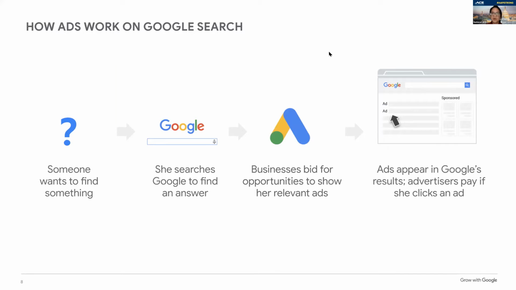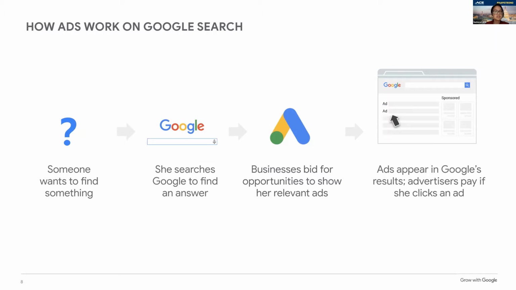Let's talk about how ads work on Google search. I'm sure you all know how it works as a Google searcher, but you might not know how it looks behind the scenes. Let's say a young woman wants to find a gift for her friend. She goes on Google search to find the answer, and she might type in a keyword, gift for a book lover or gift for a foodie. Google then shows her a result page.